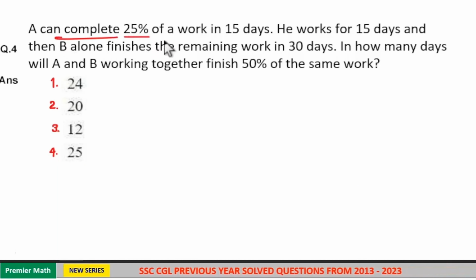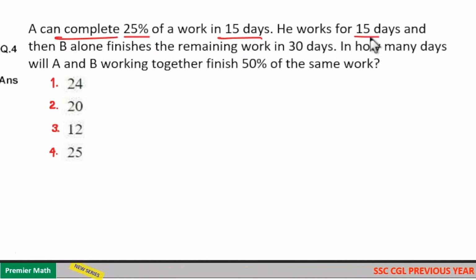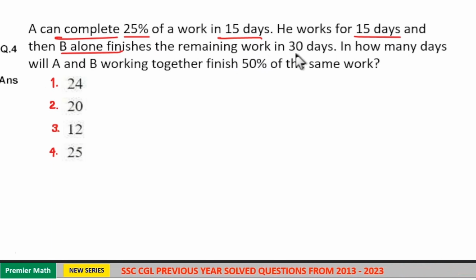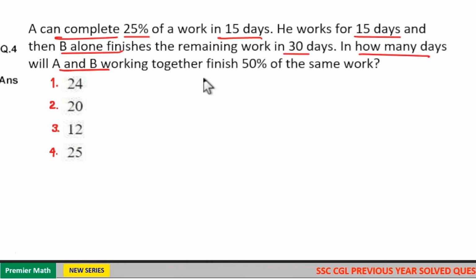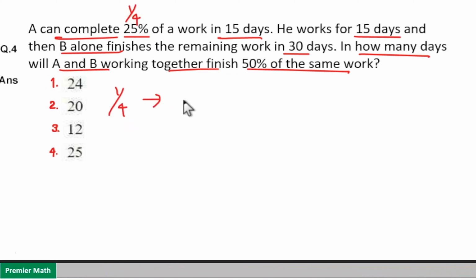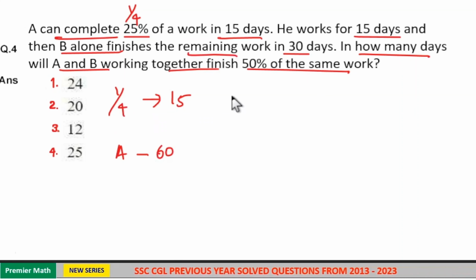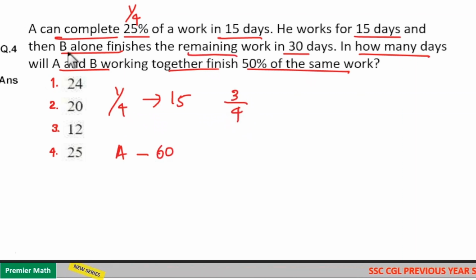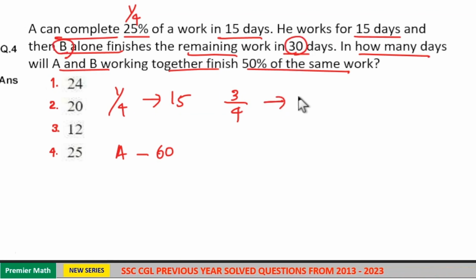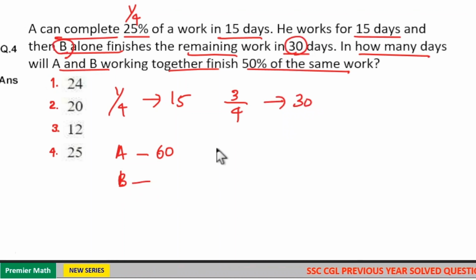A can complete 25% of work in 15 days. If he works for 15 days and B alone finishes the remaining work in 30 days, in how many days will A and B working together finish 50% of the same work? Here 25% means 1 by 4th of the work. So 1 by 4th of the work is finished by A in 15 days. Then A can finish the work in 15 into 4, 60 days. Now remaining work means 1 minus 1 by 4, 3 by 4th of the work. 3 by 4th of the work is finished by B in 30 days, which means B can finish the work in 40 days. That is 3 goes 10 times in 30. So 1 work will finish in 40 days.